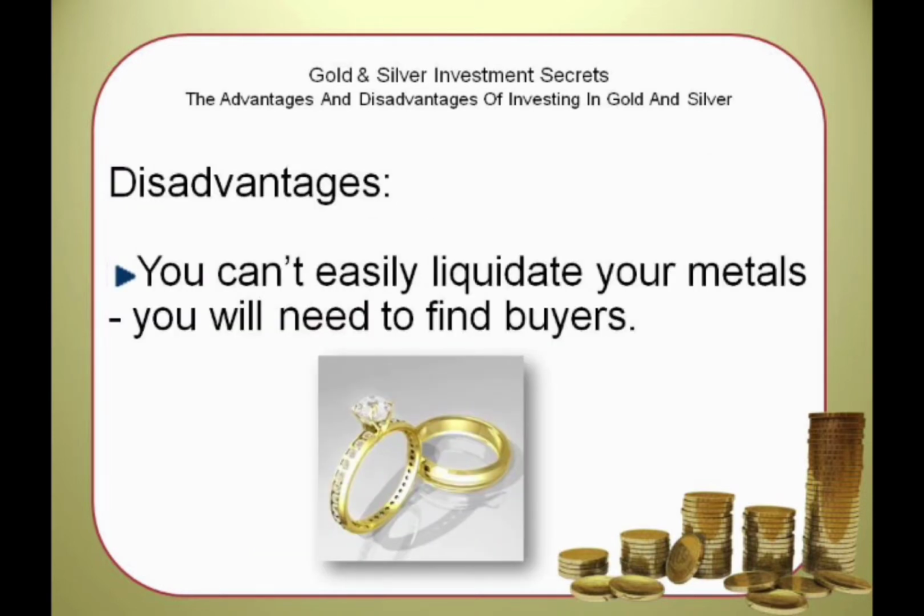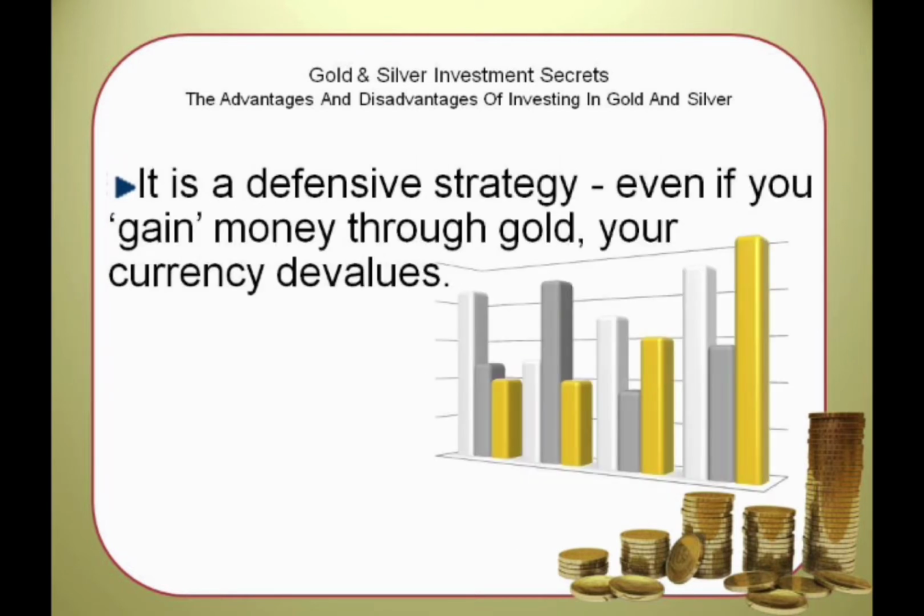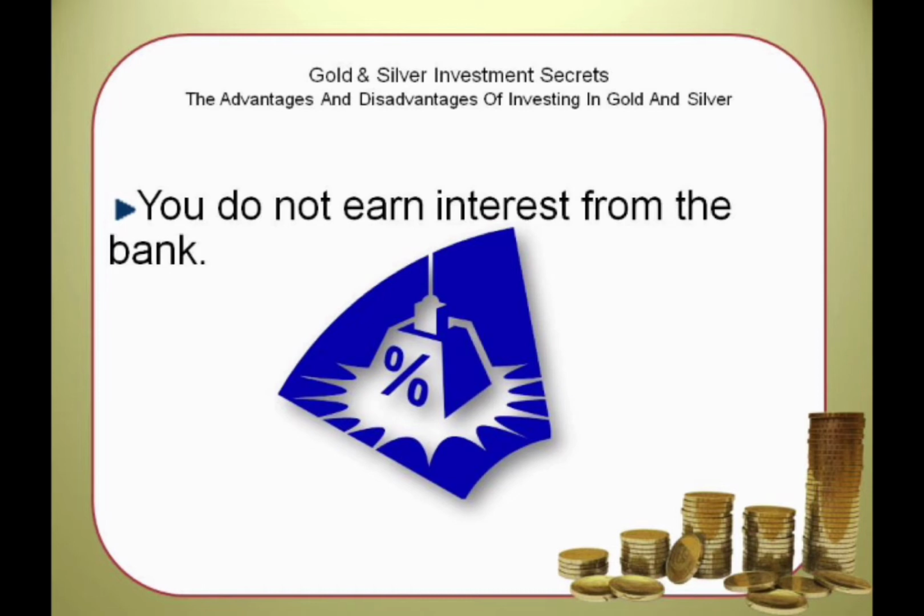Disadvantages: you can't easily liquidate your metals. You will need to find buyers. The spread can be high. In other words, you will pay a lot of commission to gold and silver sellers. It is a defensive strategy. Even if you gain money through gold, your currency devalues. You do not earn interest from the bank.